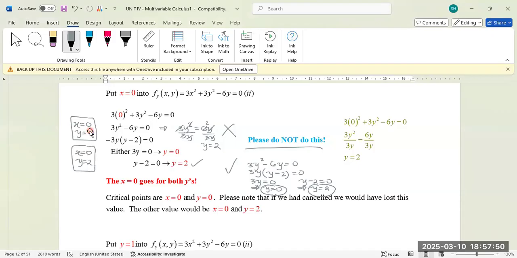Can you see the other critical point? Because remember, this is my critical value here, x equals 0. And when I substitute it into the other equation, I got y equals 0 and I got y equals 2. So the y equals 0 and the y equals 2 are both related to the x equals 0. Tell me that you agree with that. Yes, sir.